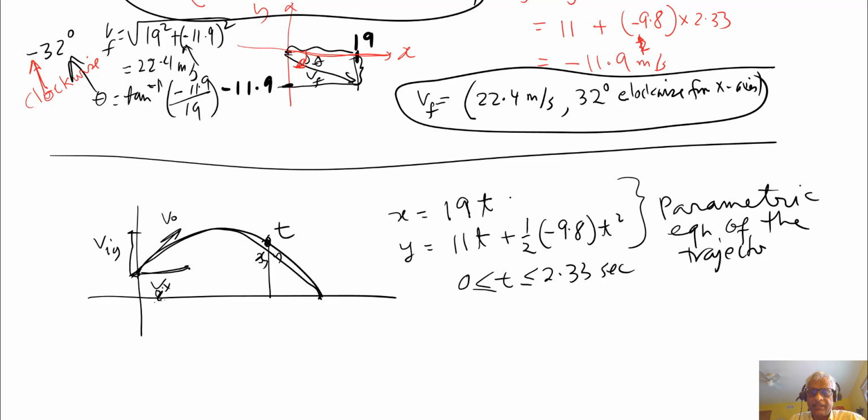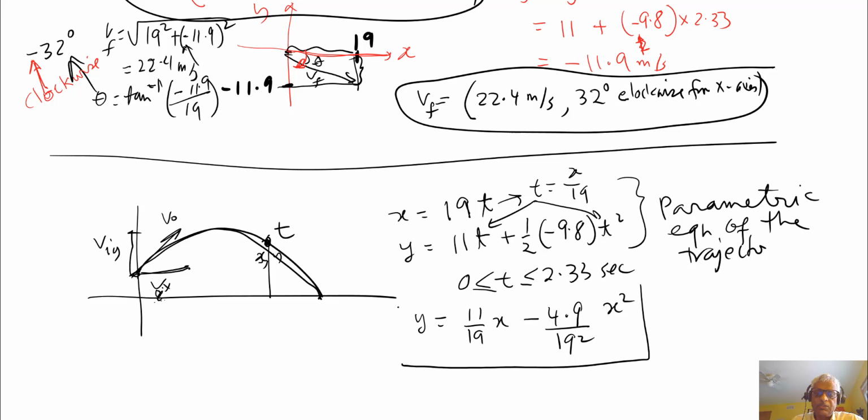If you want y in terms of x, all you have to do is solve t equals x over 19 and plug it into this, eliminating t from that equation. So y will be 11 over 19 times x, minus 4.9 times x squared over 19 squared. So this will be the answer for part D, y as a function of x.